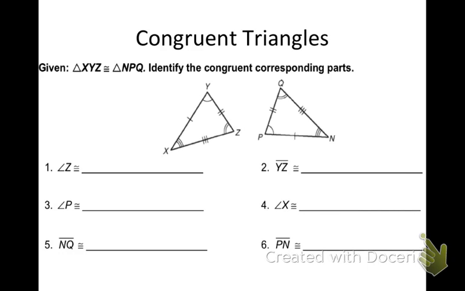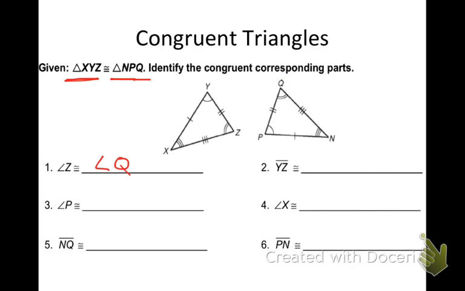So let's look at number 1. It says given triangle XYZ is congruent to triangle NPQ. Identify the congruent corresponding parts. So I'm going to start with angle Z. So here's angle Z. Notice how many tick marks does angle Z have? 2. So I'm looking for the one in the other triangle that has 2 tick marks, which is angle Q. So angle Z is congruent to angle Q.